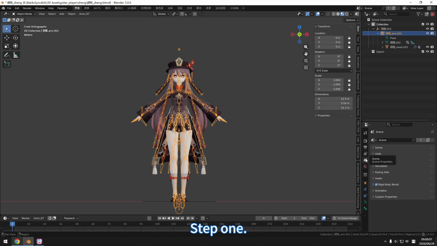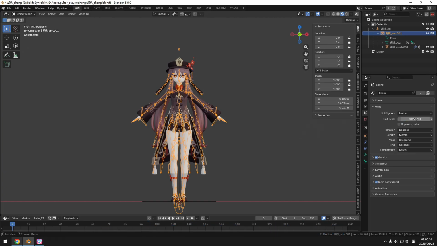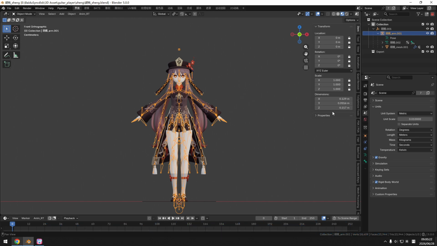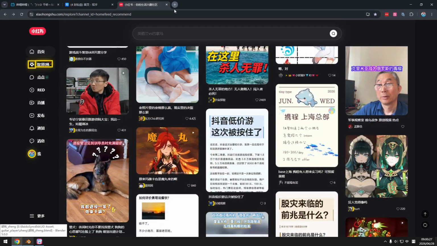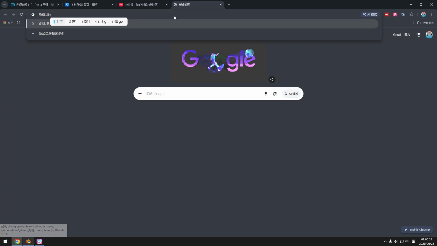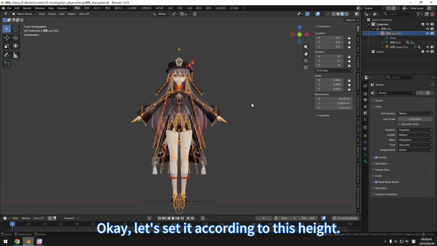Okay, so here we go. Step 1. We first change the unit to 0.01 in Blender. After the change is completed, you will find that the height of the character has changed. I have to check how tall Hudao is, by the way. Hudao plus hat is 1.61 meters. Okay, let's set it according to this height.